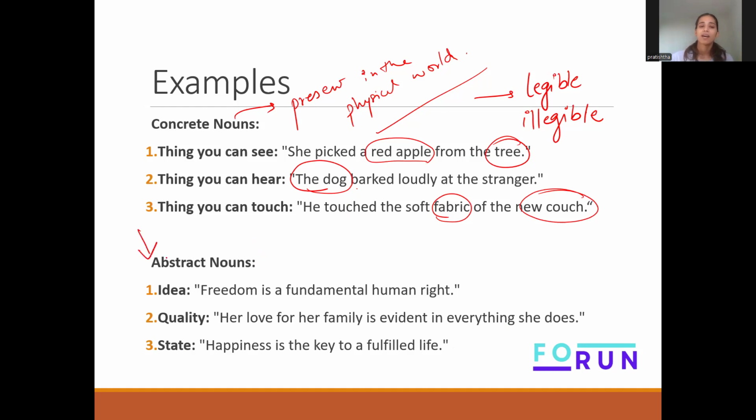Then you have abstract nouns. Abstract nouns could be any idea, right? Freedom is a fundamental human right. It can be a quality. Her love for her family is evident in everything she does. It's a quality, right? It's her love. It's a quality about her that she is loving. Any state: happiness is the key to a fulfilled life. So happiness is a state.